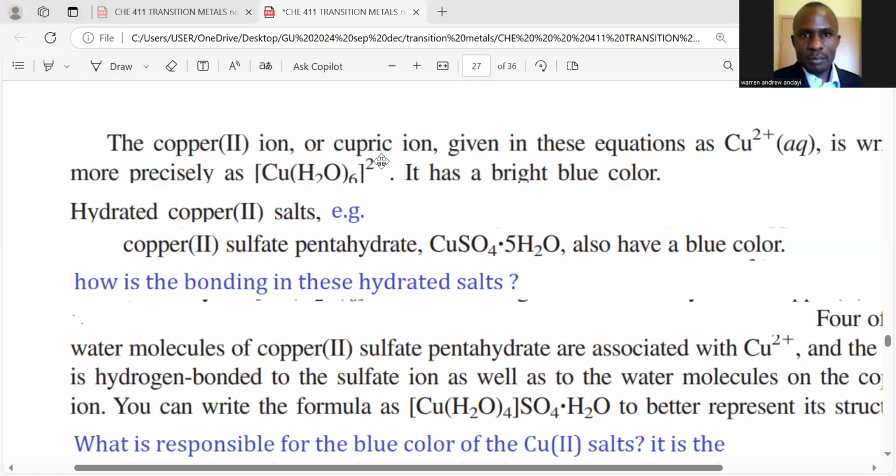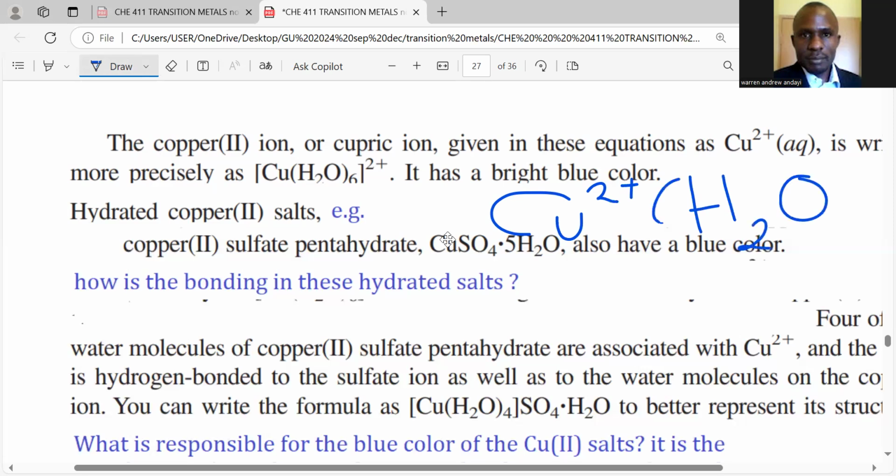The copper 2 ion, or cupric ion, given in this equation as aqueous, is precisely copper surrounded by six water molecules, and the overall charge is positive 2. So remember how it is written. Ordinarily it means you have a copper 2 plus and 6 waters next to it. Something like that. But now, how do we represent it? We represent it like that.